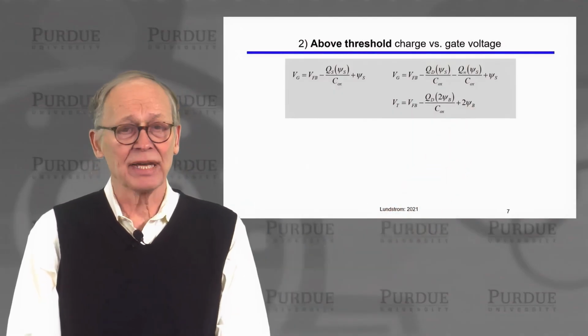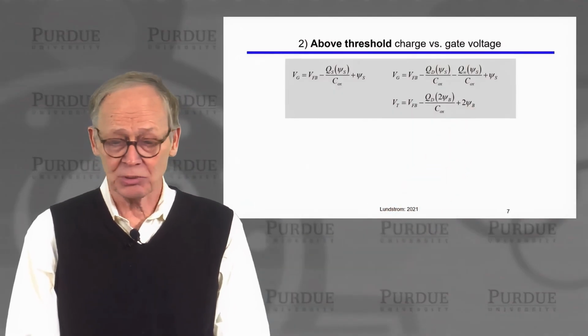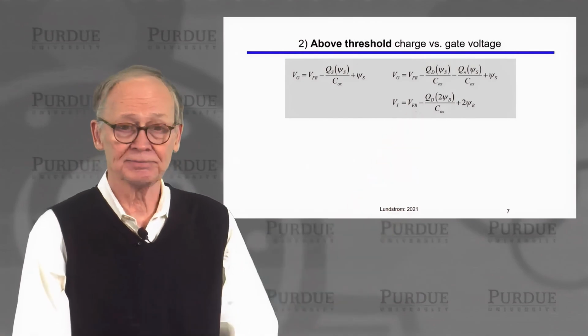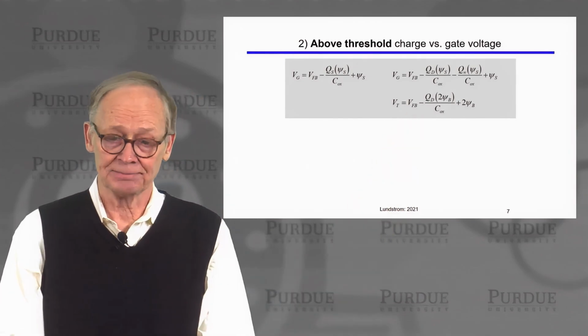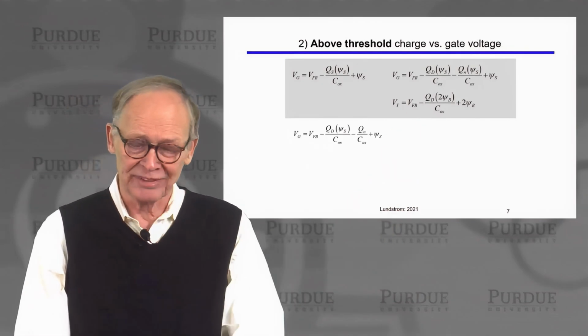and at that point, we don't have very much mobile charge. We're dominated by the depletion charge. So that's our expression for VT. All right, let's see what we can do with that.